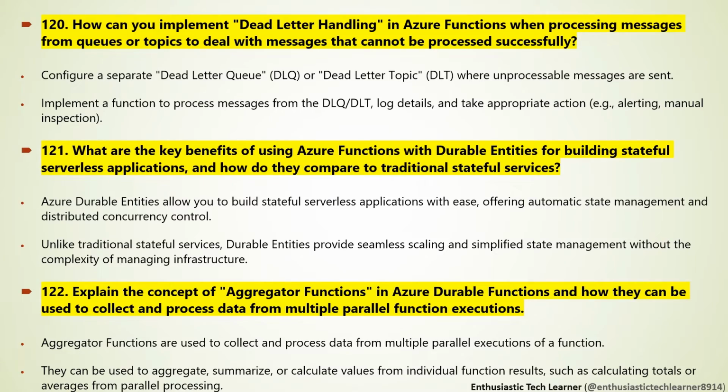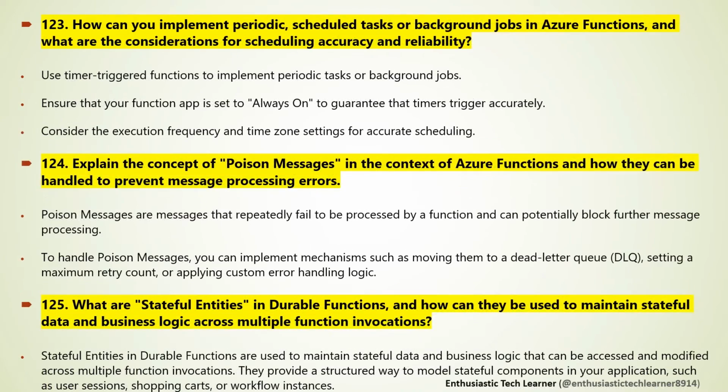How can you implement periodic, scheduled tasks or background jobs in Azure Functions, and what are the considerations for scheduling accuracy and reliability? Use timer-triggered functions to implement periodic tasks or background jobs. Ensure that your function app is set to always on to guarantee that timers trigger accurately. Consider the execution frequency and time zone settings for accurate scheduling.